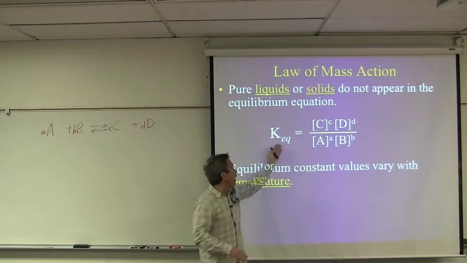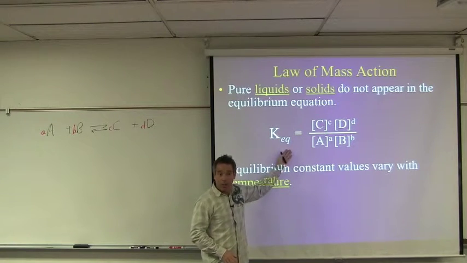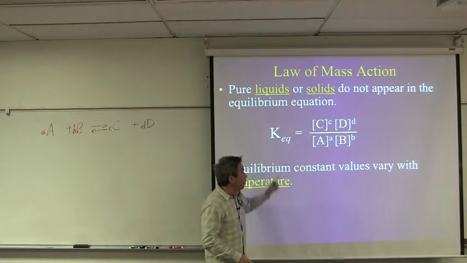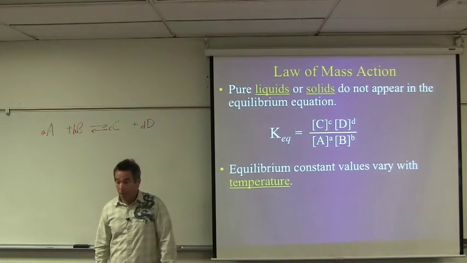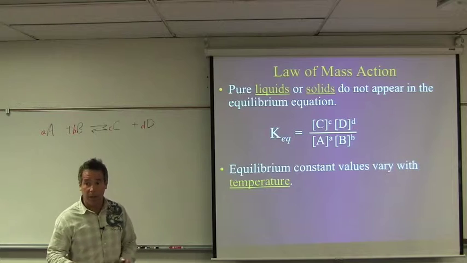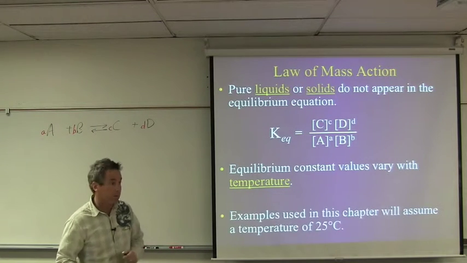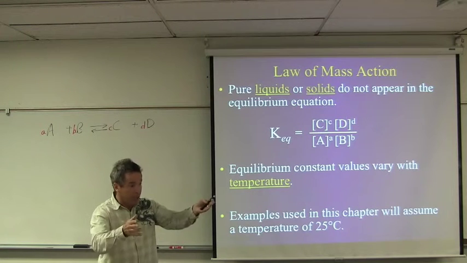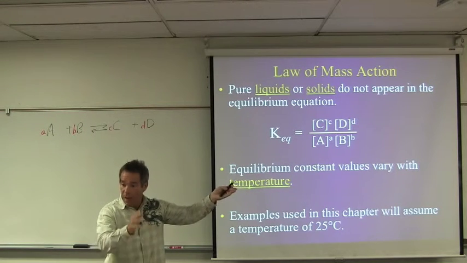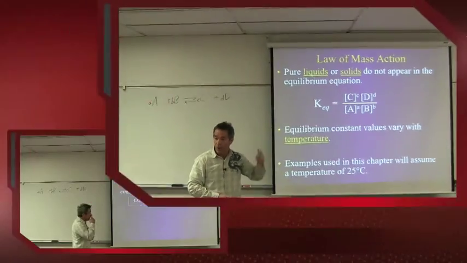Each chemical reaction has its own equilibrium constant. These values themselves for a particular chemical reaction vary with temperature. Now, we're not going to worry about the temperature dependence in this class. We'll just assume we're given an equilibrium constant, we're asked a question, and that equilibrium constant is at the temperature in the question.